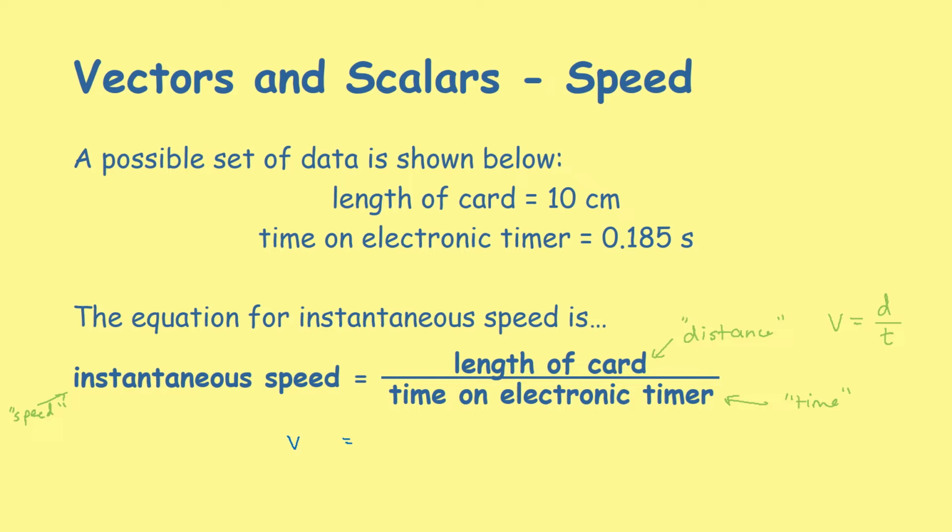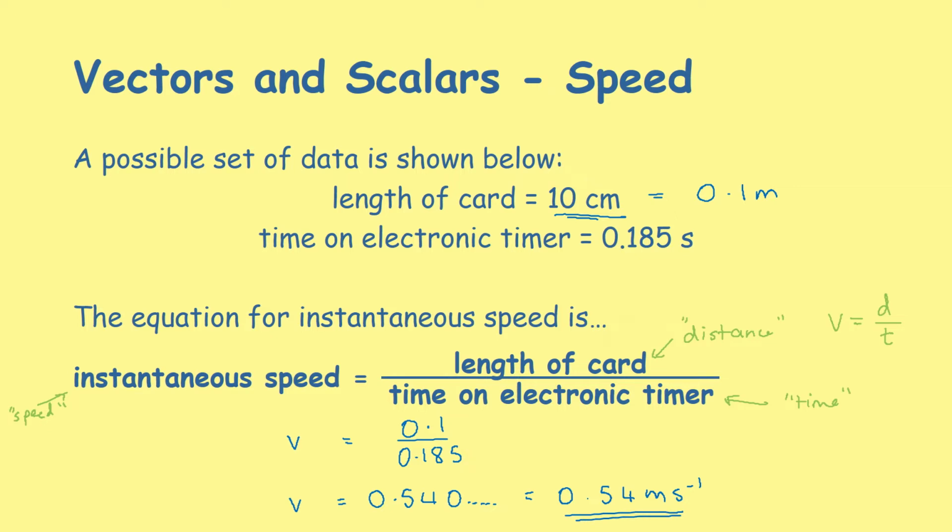So our speed is going to be equal to the length of the card, that's 10 centimeters, but we know this has to be in meters. 10 centimeters in meters is 0.1 meters. And we're dividing this by the time of the electronic timer, which is 0.185 seconds. 0.1 divided by 0.185 is equal to 0.5405, and it just carries on going like that. So v equals 0.540 and so on. We can round this to two significant figures as 0.54 meters per second. So this is the instantaneous speed of the trolley at the light gate.